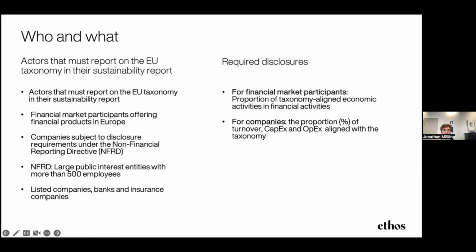So who needs to do this then? Actors that must report on the EU taxonomy alignment in their sustainability report. These are then listed entities on a regulated market with over 500 employees.